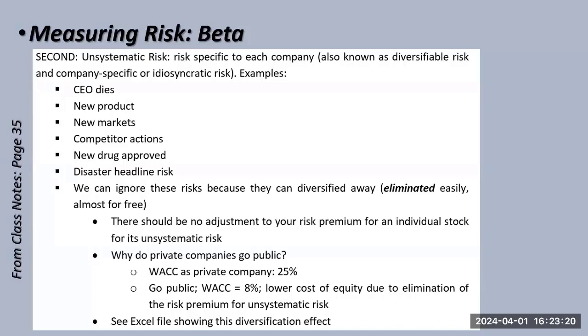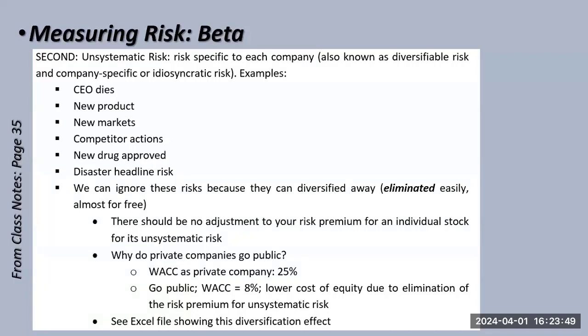The unsystematic risk is stuff that's specific to your company, maybe specific to an industry. But last week when we did our dashboard, we saw one stock jump 10% because they hired a new CEO. That would be unsystematic risk, specific to that company. A new product, new markets, a competitor does something, gets approved, some disaster hits the headline, whatever is going on.